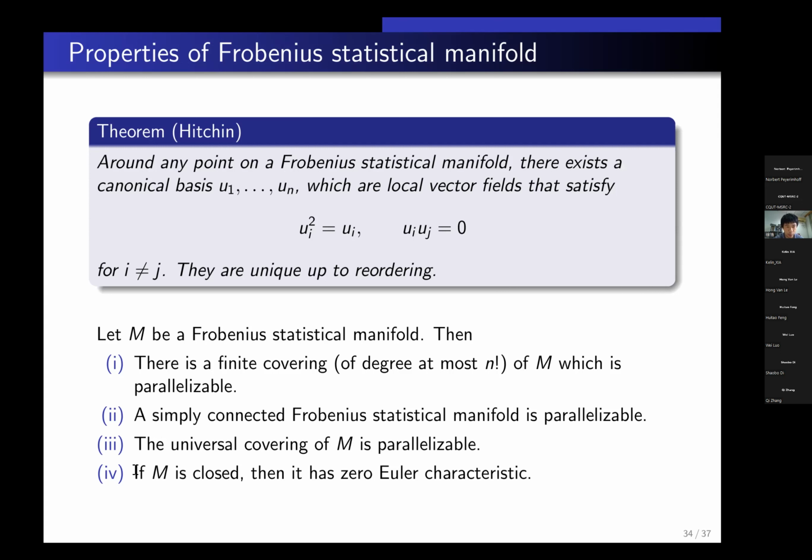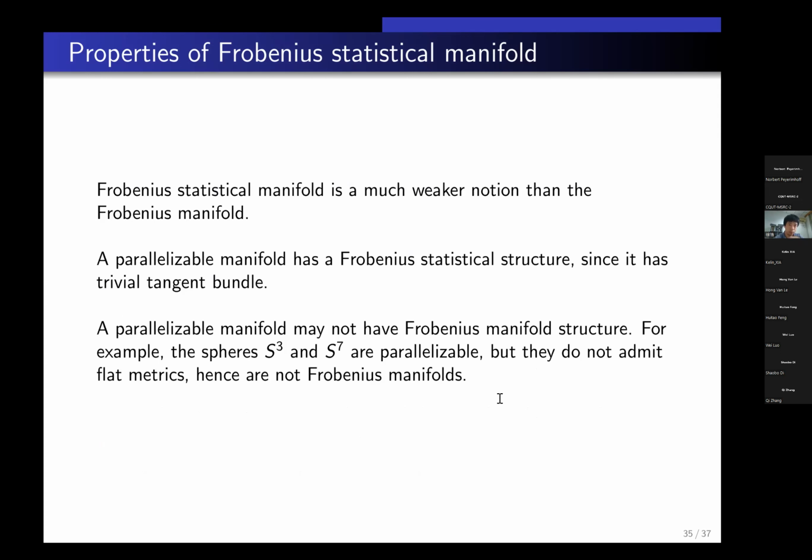And when this Frobenius statistical manifold is closed, it must have zero Euler characteristic, right? So the Frobenius statistical manifolds are a small subset of closed manifolds with zero Euler characteristic. Okay, I think 1 and 2 I already explained.